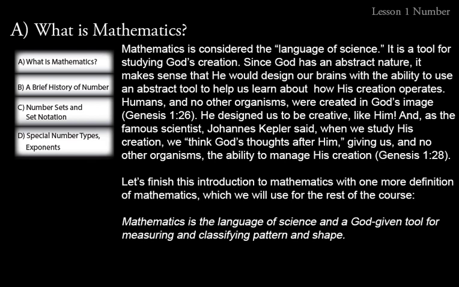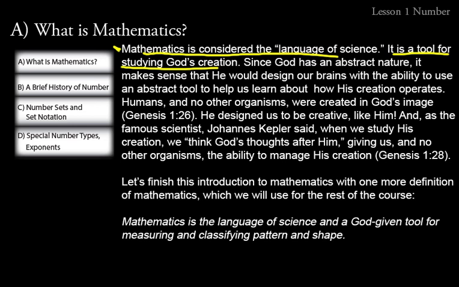So as far as things to write down right now, here's an important one. Mathematics is considered the language of science. It's a tool for studying God's creation. That's a way we think about it in Shormann math. So God, he has an abstract nature. It makes sense that he would design our brains with the ability to use an abstract tool like mathematics to help us learn about how his creation operates.